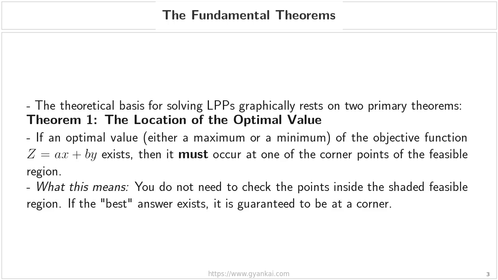This theorem states that if an optimal value, meaning either a maximum or a minimum, of our objective function, z equals a times x plus b times y, actually exists, then it must occur at one of the corner points of our feasible region. To put this in simpler terms, you don't need to waste time testing every single point inside that shaded area we found in the previous lesson. If a best answer exists, the theorem guarantees that you will find it at one of the vertices.